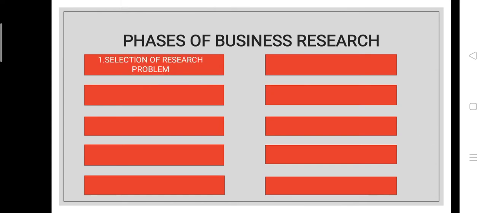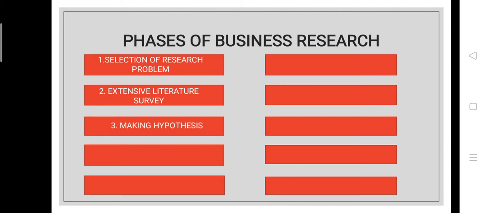The first one is selection of research problem. This phase is about selecting the problem where the research is required. So we have to be very careful in selecting the area of the problem. So the second phase is extensive literature survey. After selecting the research problem, we have to go through some of the related works regarding this research which were done previously.